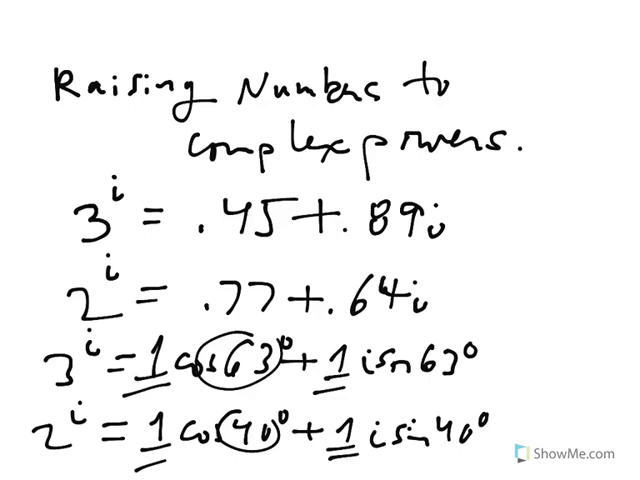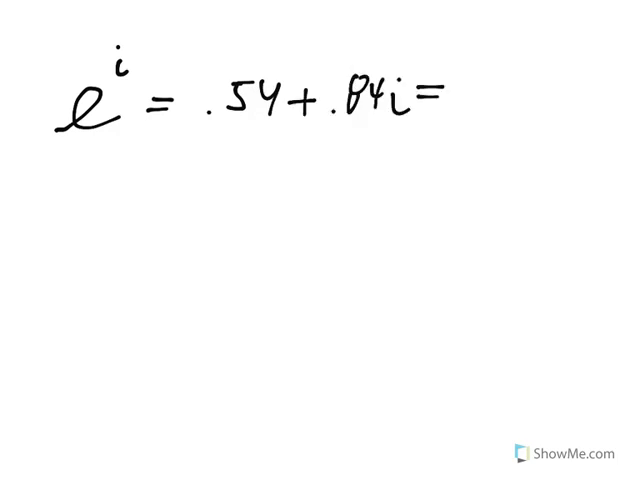Well, we'll find that out by looking at a different base. So for 3, it was 63 degrees. For 2, it was 40 degrees. And of all the bases, the one that kind of reveals what's going on is if you raise the mathematical constant e to the i power. If you pop that into the calculator, you get 0.54 plus 0.84i. And if you change that to trigonometric form, you get 1 cosine 57.3 degrees plus 1i sine 57.3 degrees.